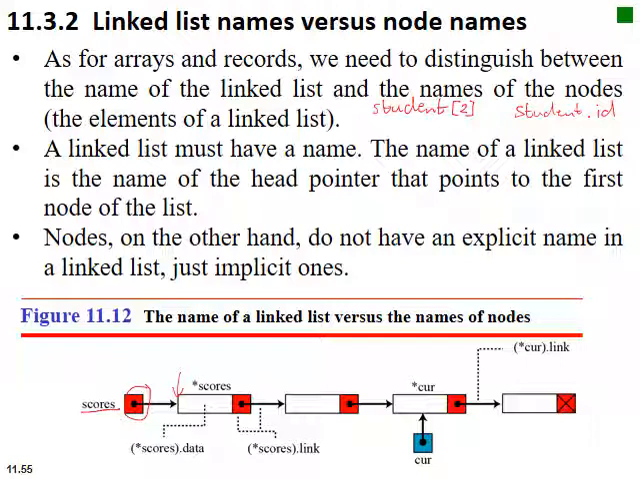And nodes, on the other hand, do not actually have explicit names, like in an array where if we looked at student 2, we knew exactly which element we were talking about. Or if we talked about student.id, we knew exactly which field we were talking about in a record structure. But we don't have something similar in linked lists. We can't say scores 1 or scores 8 or whatever to refer to a specific element. How then are we going to do this?